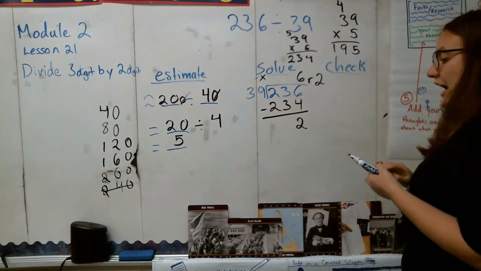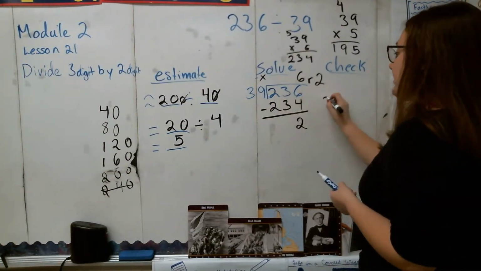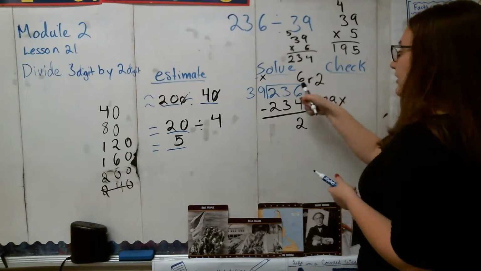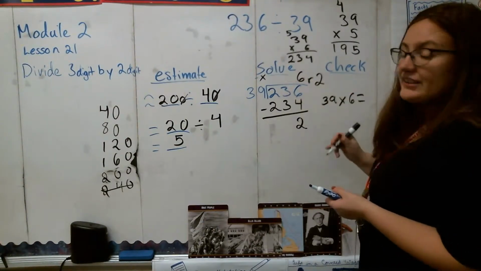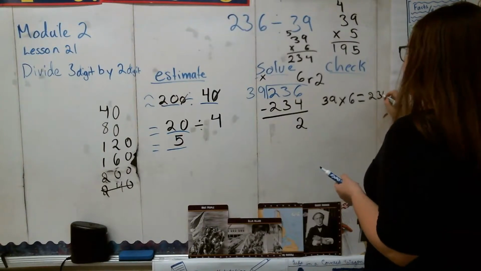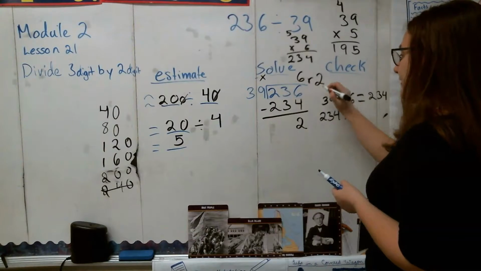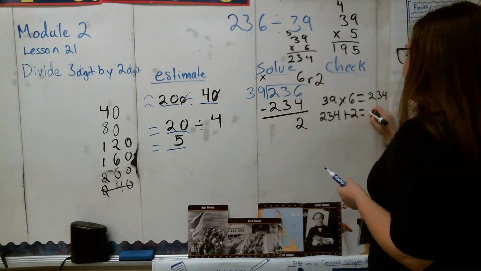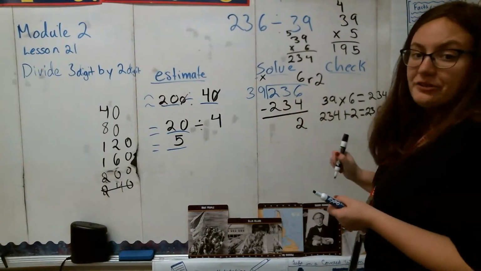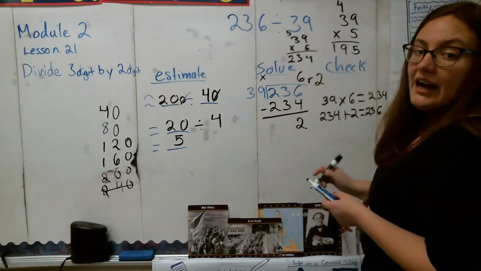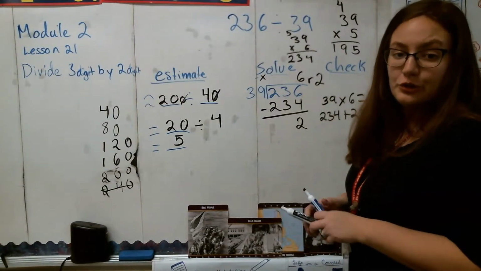So now we need to check our work. To check our work, I'm going to take my divisor of 39, multiply it times 6, my quotient. We said 39 times 6 is 234. And then I take this 234 and I add my remainder of 2. And that gives me 236. This number matches this number right here, my dividend. So I know I'm correct, and my final answer is 6 remainder 2.